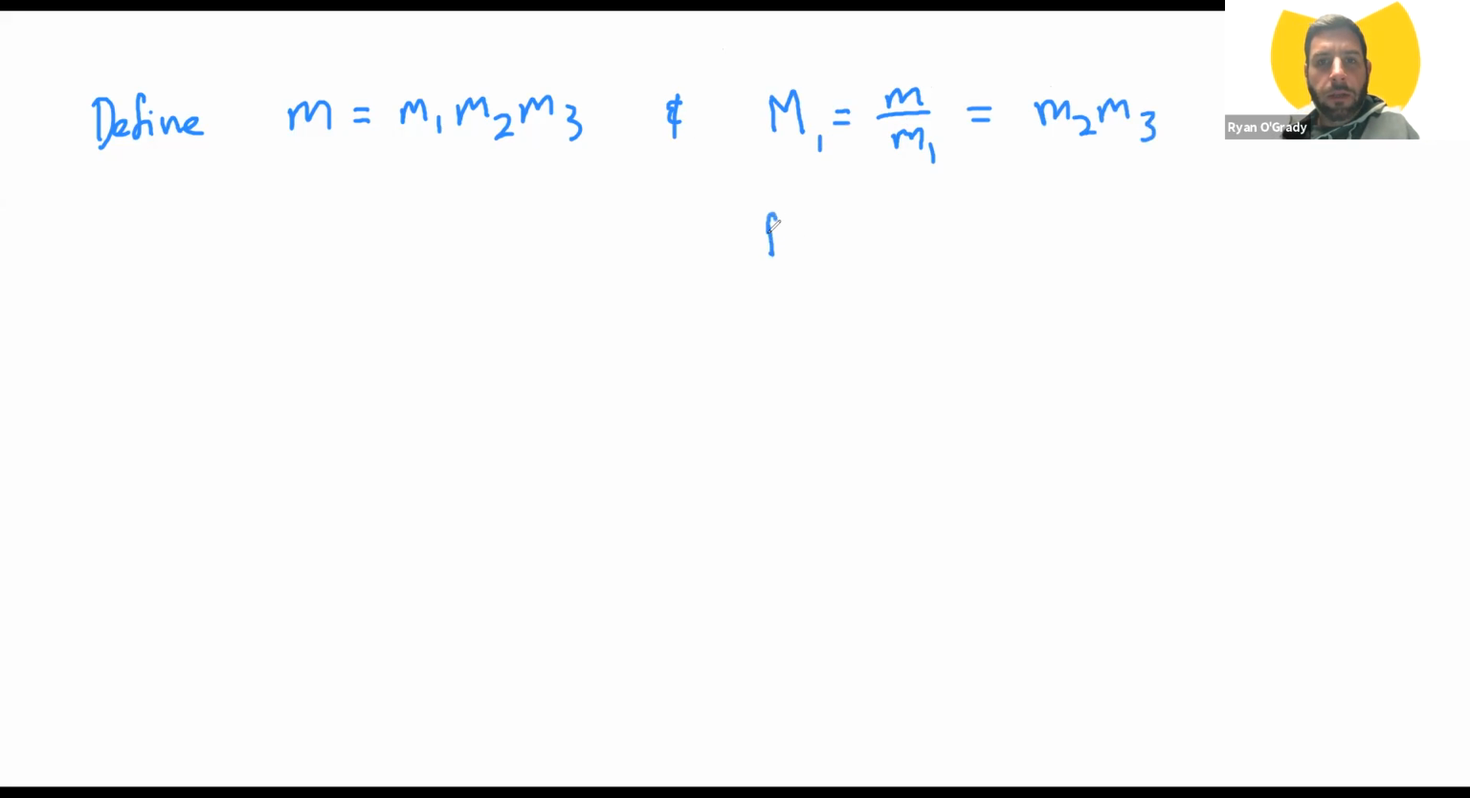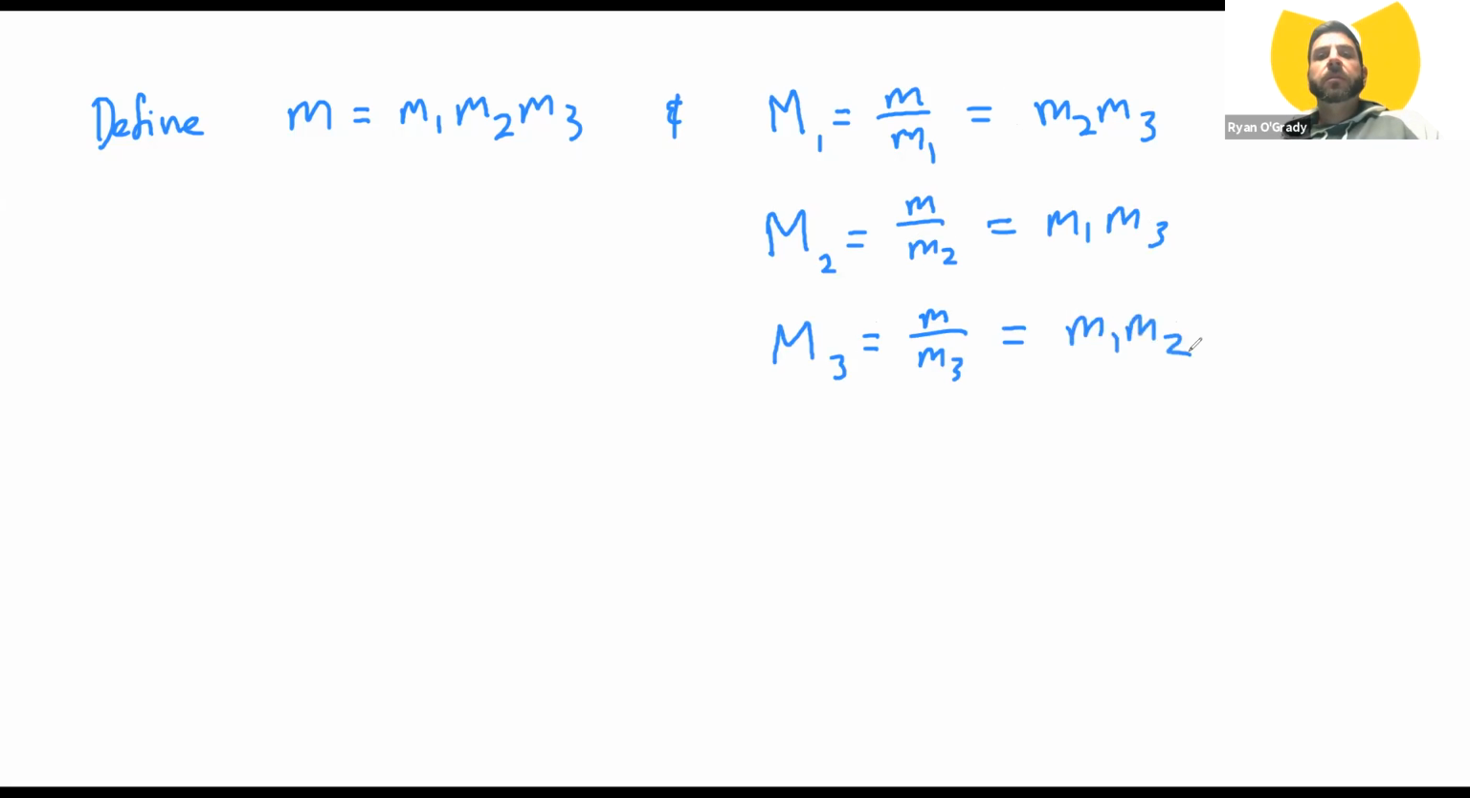Then we're going to take capital M sub 2, which is little m over m sub 2. And of course, that is m sub 1 times m sub 3. And then capital M sub 3, which is going to be little m over m sub 3, which another way of writing that is m sub 1 times m sub 2.